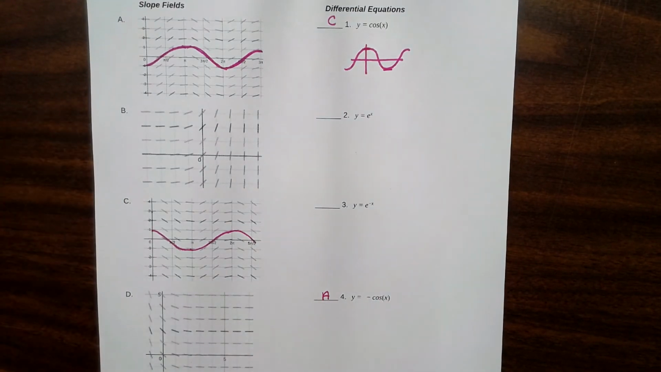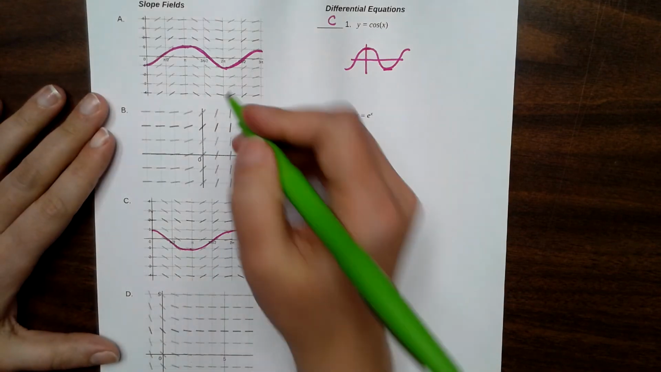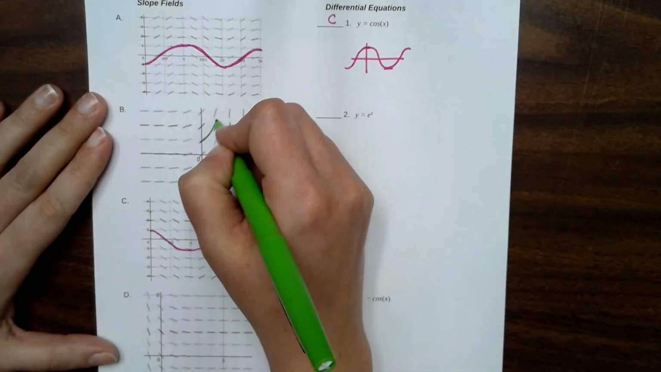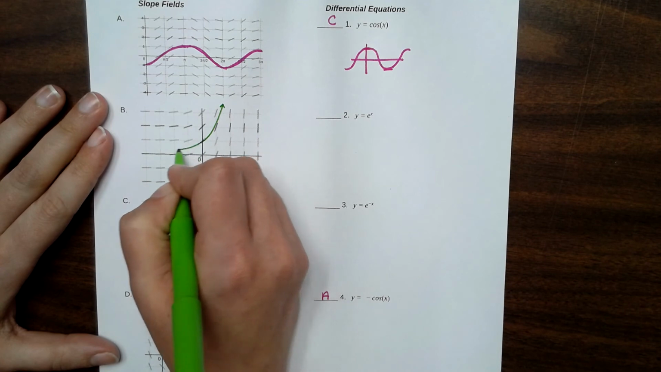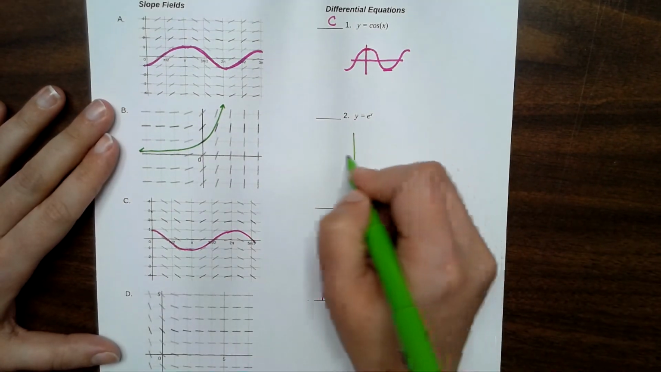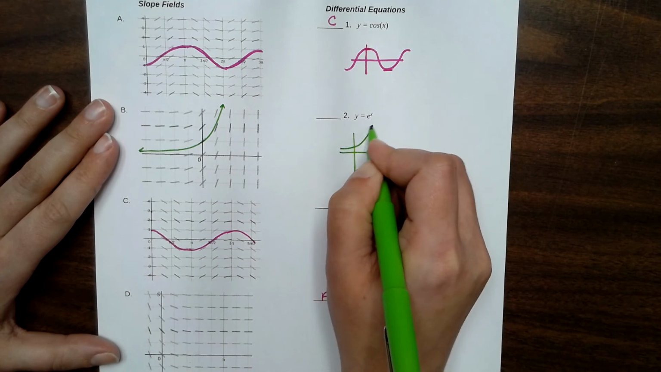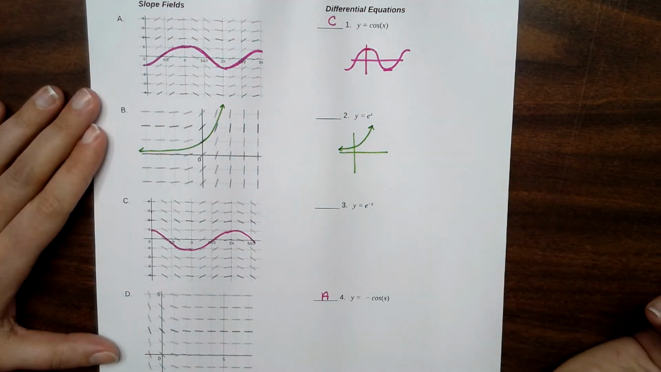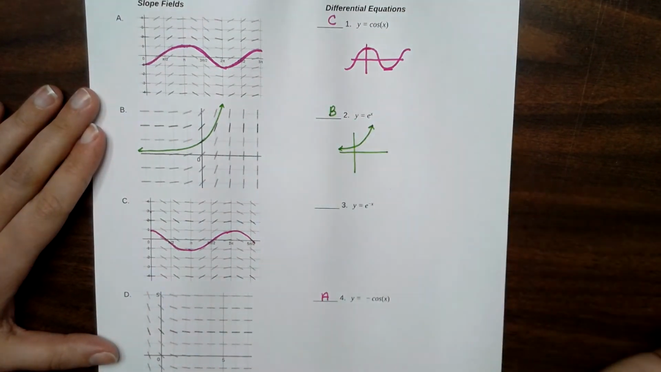Now, these two graphs look a little bit of a different shape. If I were to follow the pattern here, it looks like this graph goes like this and then maybe flattens out in this direction. Now, I also happen to know that an e to the x graph looks like this, an exponential graph. So I would say that this is probably option B.